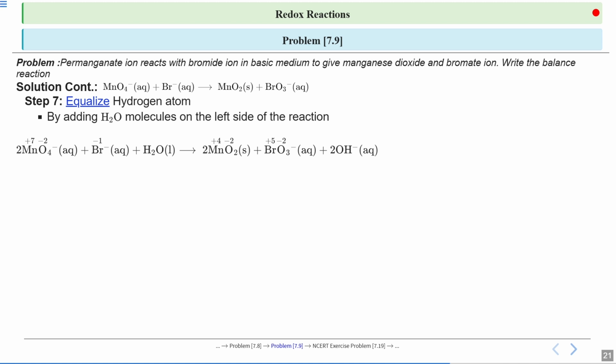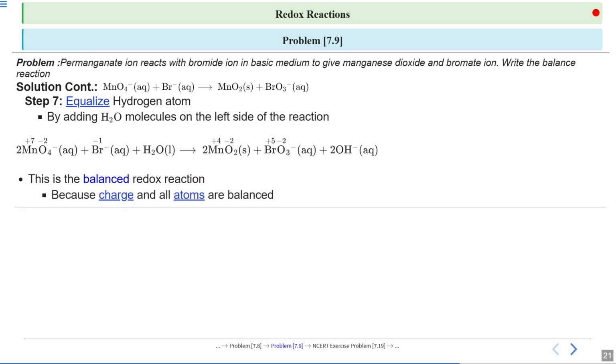I hope it is clear to you. Now, if you will consider each and every atom, you will find that in the reactant and the product, both the reactant and the products are equal. Therefore, this reaction can be considered as the balanced redox reaction. Why? Because the charge and all the atoms are balanced.